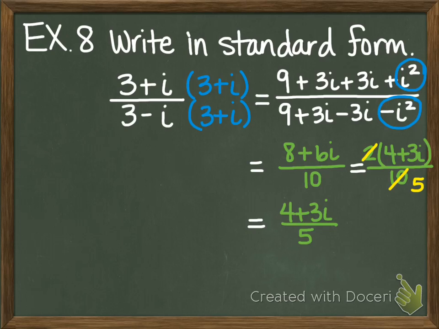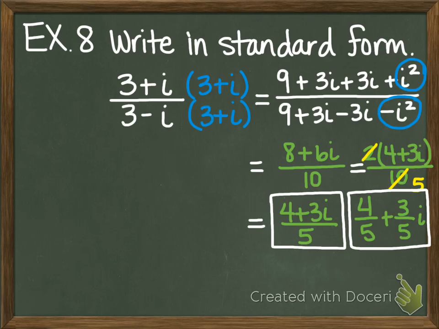Or you can also split it up and say 4 over 5 plus 3 over 5i. Technically, this is the correct answer because we had a plus bi, and the first way, it's not separated into two different terms. But I'll take either one of these.